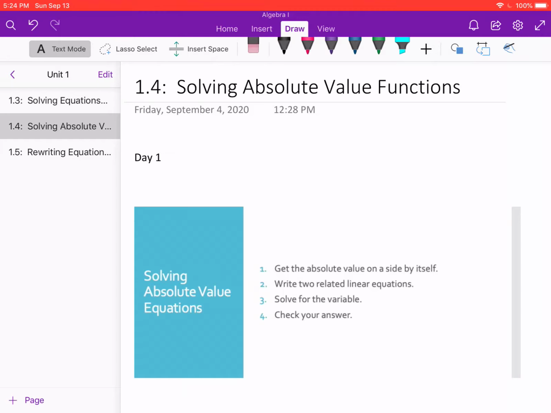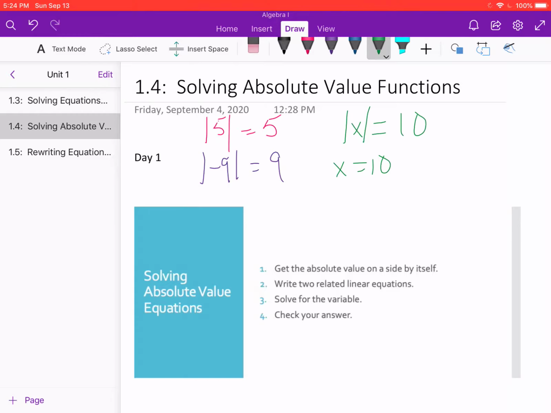So remember, just as a reminder, the absolute value tells us how far away from 0 something is. So the absolute value of 5 is going to be 5. The absolute value of negative 9 is going to be 9. So what if I told you that the absolute value of x was equal to 10? Well, that meant that x was 10 away from 0, which gives us two options. That gives us x equals 10 or x equals negative 10. So that's the basic idea, but we're going to make it a little bit more complicated.